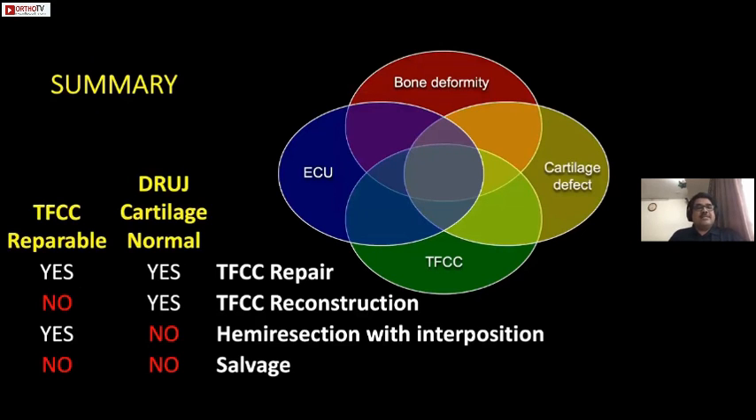So to summarize, we need to look at the repairable factors, the soft tissue factors, and the DRUJ cartilage factor, and apply it to this algorithm. Through this algorithm, we will eventually have four options for treating DRUJ problems. Either to repair the TFCC, reconstruct the TFCC, we do a hemiresection with interposition of the DRUJ, or we do a salvage procedure like a DARA or a Sauvé-Kapandji.